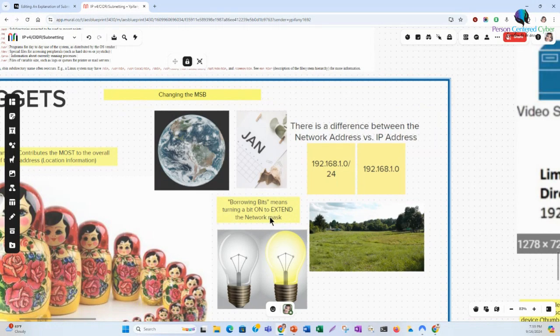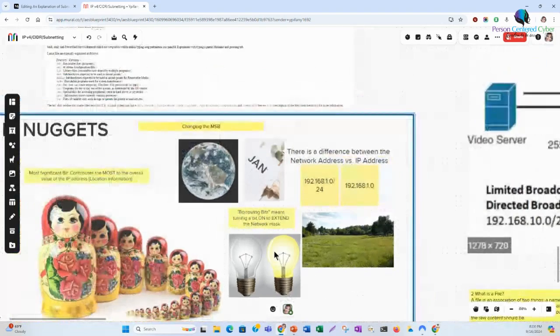Borrowing bits means turning a bit on to extend the network mask. Now, I've heard this before, but I was like, what the heck? Borrowing bits? Like, what does that even mean? And this one right here, few people know what that means, it seems like. And when I finally understood, it just means you're turning it on, okay?